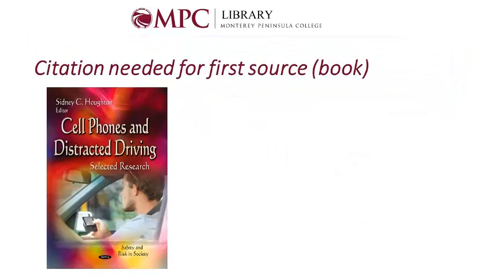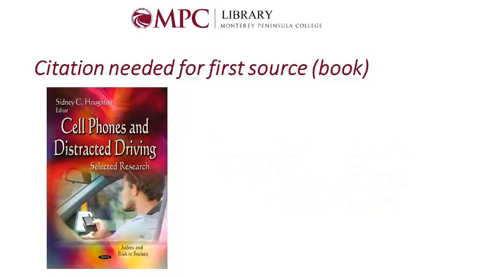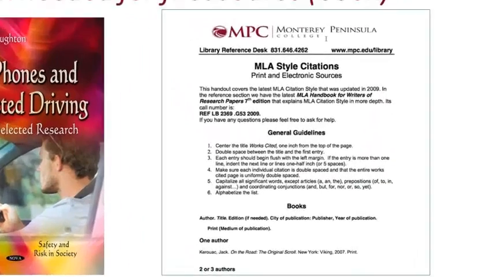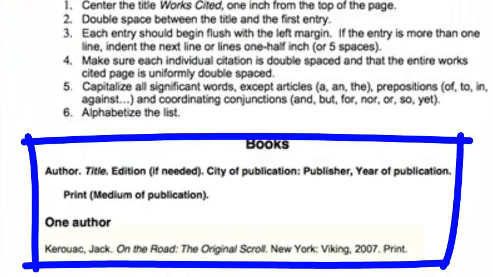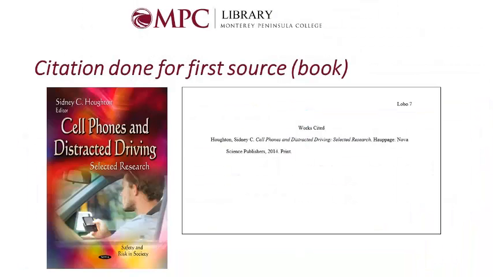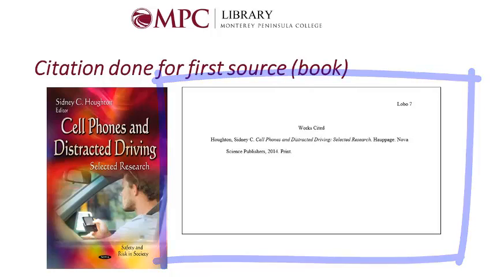We need to create a citation for the first source, which is the book Cell Phones and Distracted Driving. Using the library's handout, we can look at how a citation for a book with one author is done and use the example as a model for our citation. Okay, here's how our Works Cited list looks with one source. But what happens when you add additional sources?